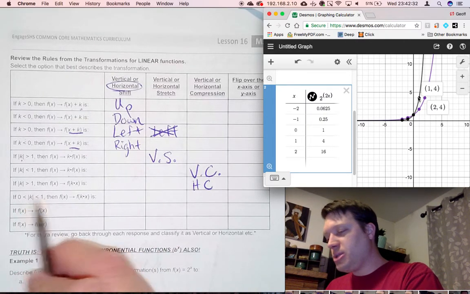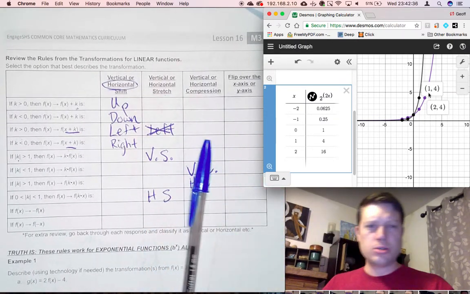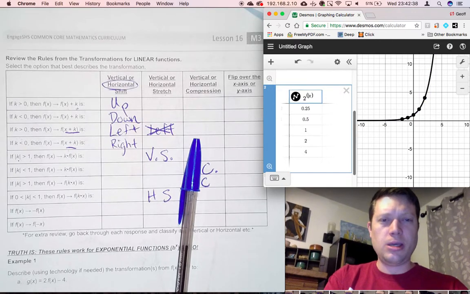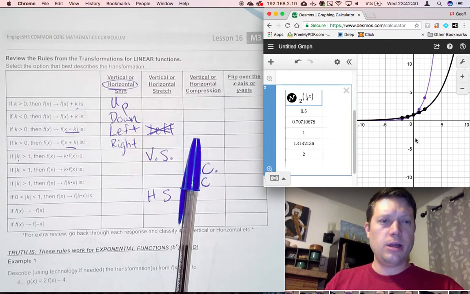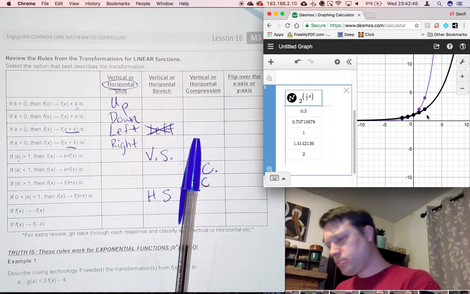If k is between 0 and 1, then that is a horizontal stretch. So let's just show that. Let's make this be 1/2. And now the black function, it is pulled wider.